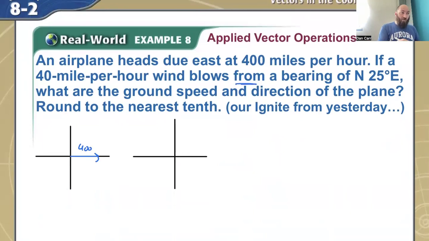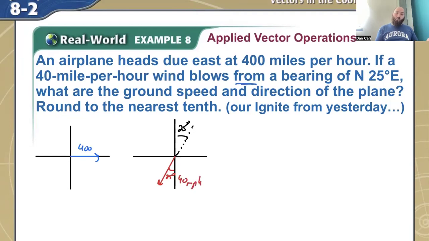So remember how we model that. It's going to be like this. If we start from the north and go 25 degrees east, it's going to look something like this. So the wind is coming from that direction, which means the actual direction of its motion is going this way, making this also 25 degrees. So it's 25 degrees, going 40 miles per hour that way.